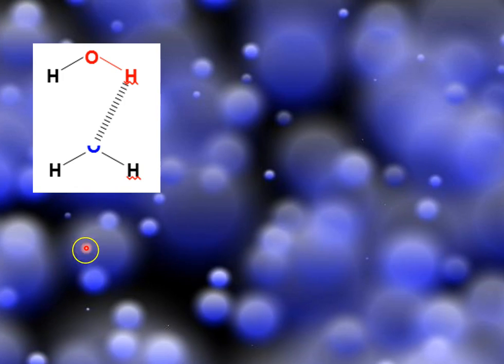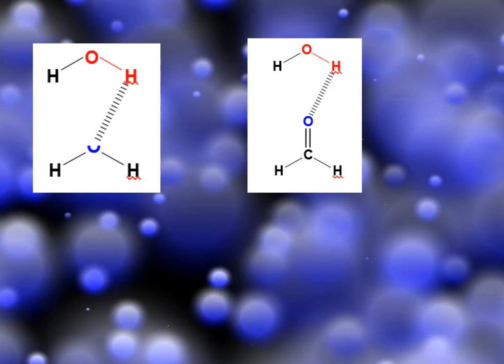And so we have an example here. The hydrogen of one water molecule is being attracted to the oxygen on an adjacent molecule, and that oxygen is bonded to a hydrogen. Another example we have is a water molecule with a formaldehyde. The oxygen of one molecule is attracted to the hydrogen of an adjacent molecule, and that hydrogen is bonded to either oxygen, fluorine, or nitrogen.